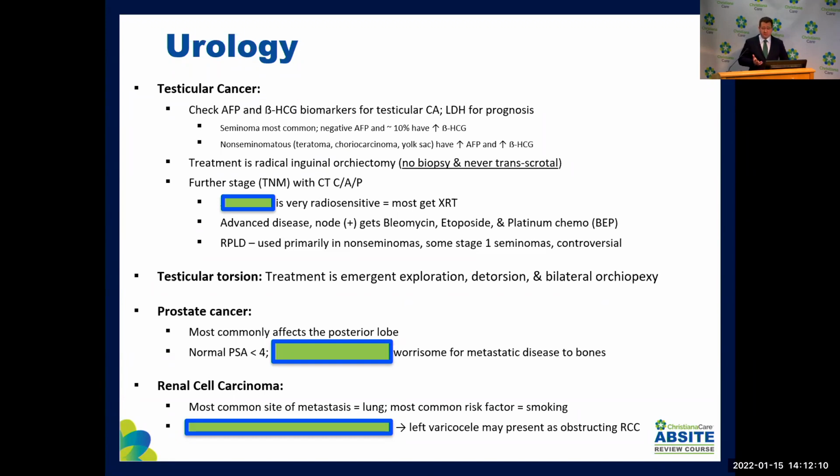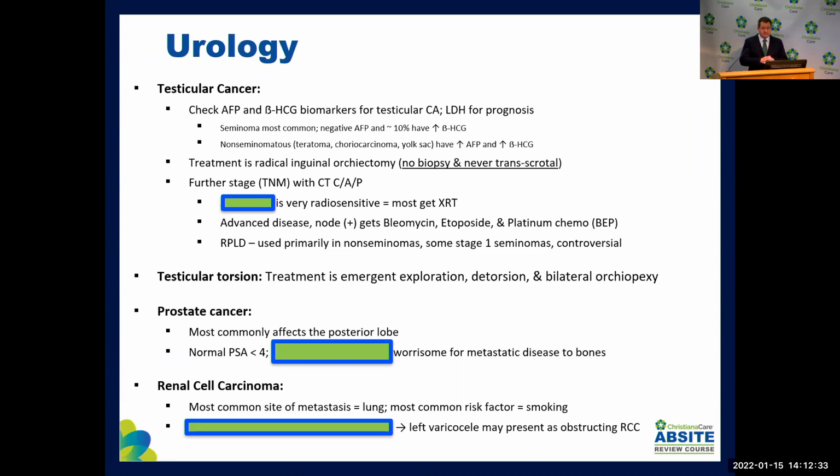Seminoma overall is going to be your most common testicular cancer. It's going to have negative AFP, right? About 10% will have elevated beta HCG, but the key thing is a negative AFP means it's a seminoma. Seminomas are good, as we'll talk about, because they're radiosensitive. Non-seminomatous tumors, teratomas, choriocarcinomas, and yolk sac tumors, are going to have elevated AFP and beta HCG.